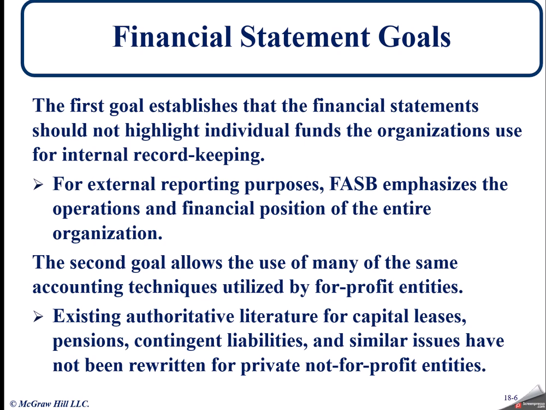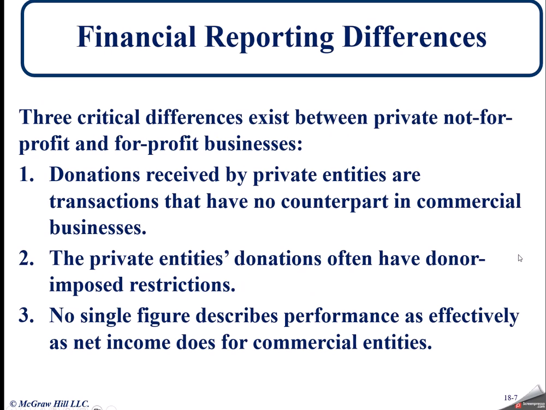Then the second goal is going to be following generally accepted accounting principles, I guess. Is that what that one's getting at? Yes, it's saying it allows the organizations to apply the same accounting techniques as for-profits, and then it gets into some very distinct ones like capital leases and pensions. So what it's saying is that our generally accepted accounting rules haven't been switched up for the not-for-profit. They still follow the same generally accepted accounting principles. The real difference is how the money comes in.